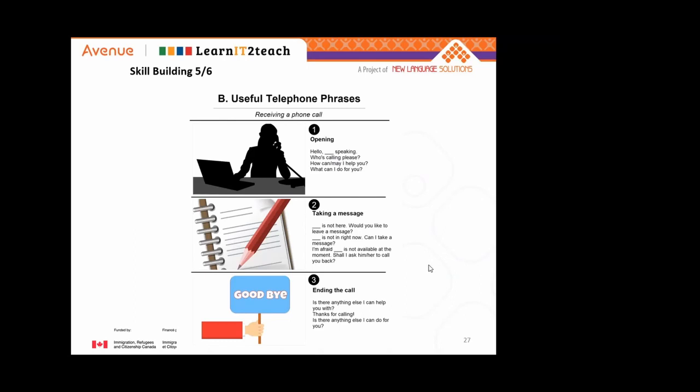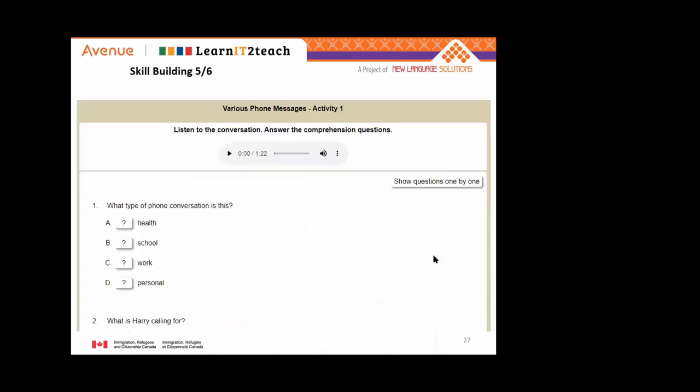It also works the other way around. Listening to a conversation in the skill building various phone messages gives students an example of what their own conversations could be like. And this task can be done as an online SCORM activity.